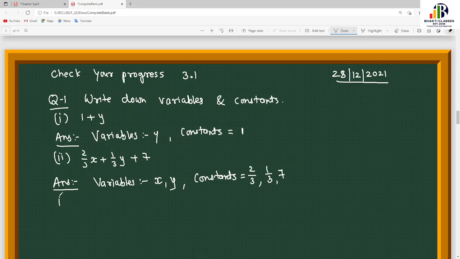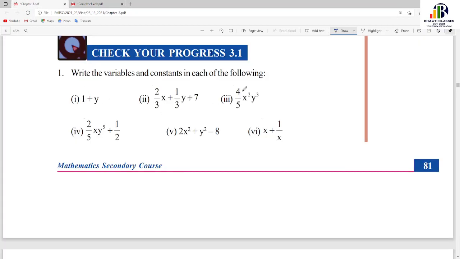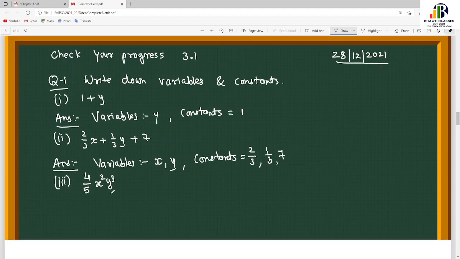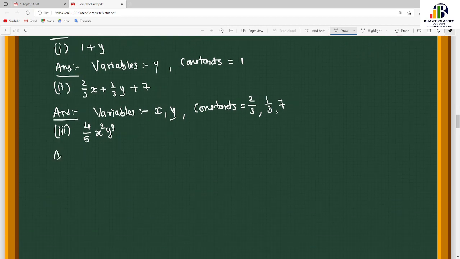Let us do the third one. It is 4 by 5 x square y cube. So variables are x and y, and constants are 4 by 5.